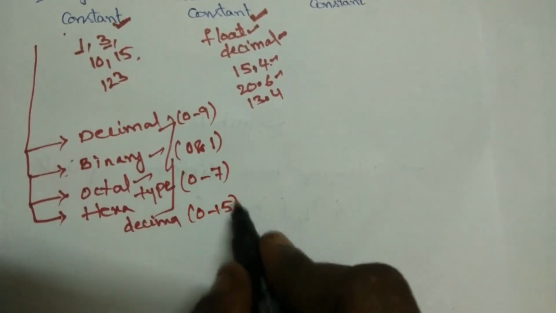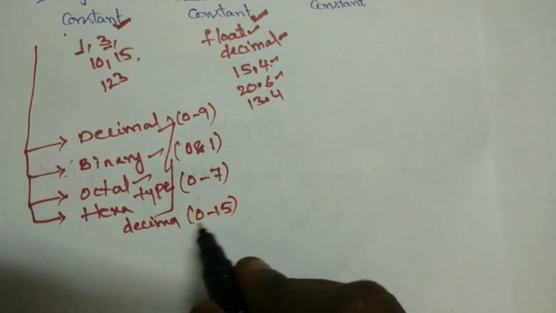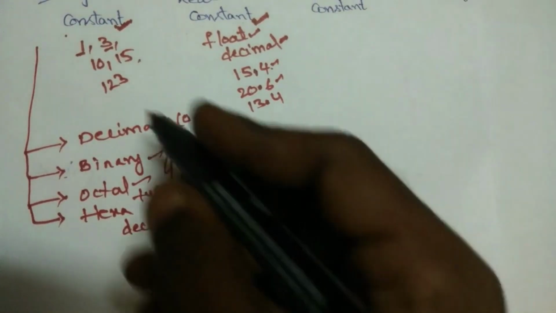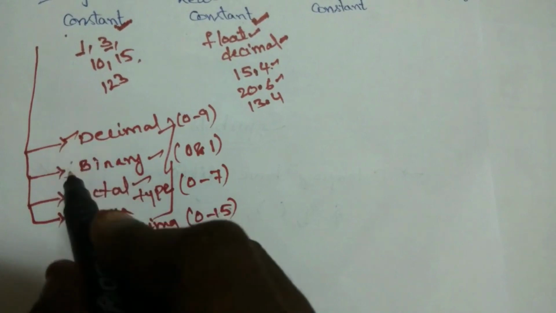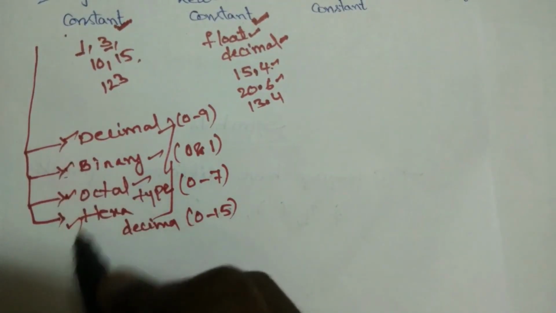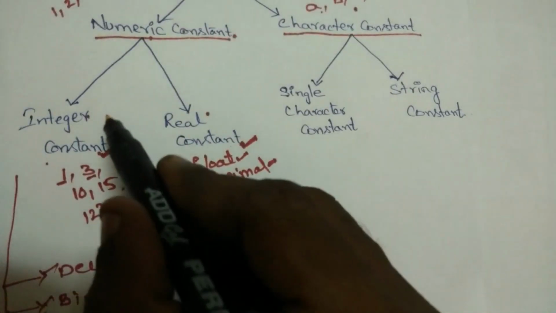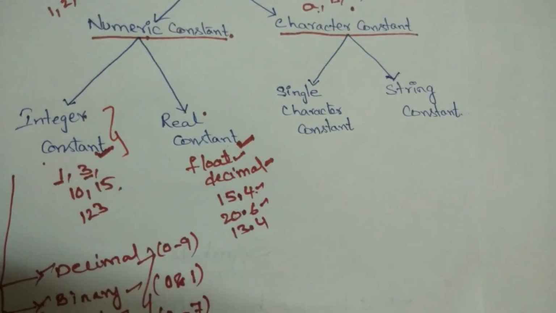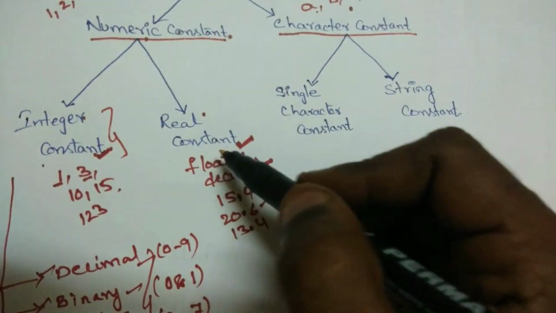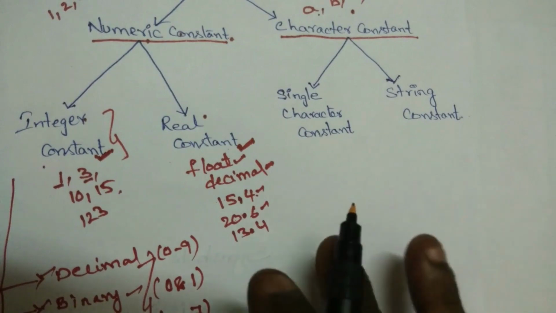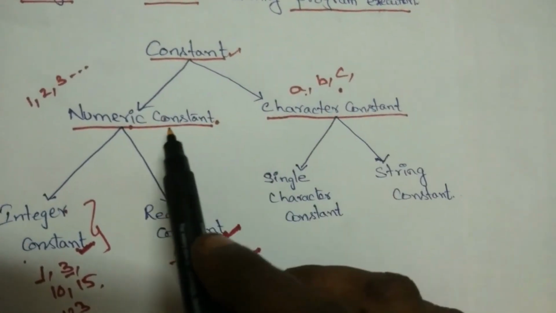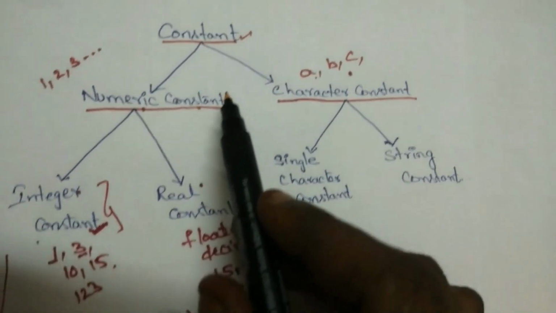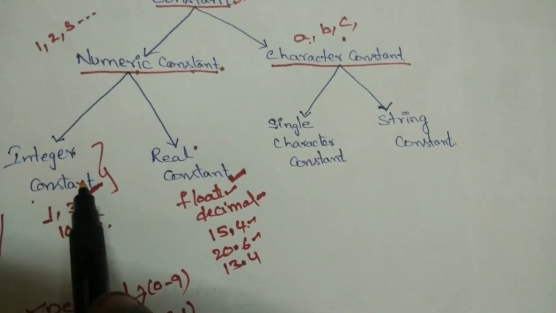0 to 15. That means the number format we can represent any value in, like decimal number, binary number, octal or hexadecimal. Like that also we can represent an integer constant. And we know the real constant or floating point values. Are you clear? That is how we can represent the numerical constant.